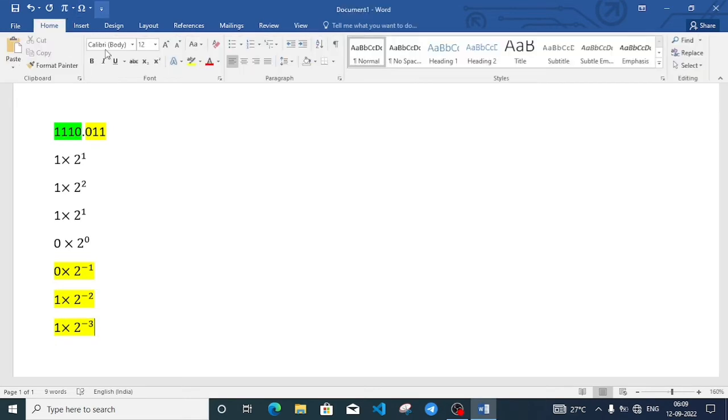Now we'll do the calculation. The last one should be power 3, not 1. Now 2 power 3 means what? When there is a power above a number, we multiply that number by itself that many times. 2 power 3 means 2 into 2 into 2, so it will be 8. That's why we write 1 into 8. The next number, 2 into 2, is 4, so 1 into 4. The next, 2 power 1, is 2 only, so 1 into 2. And power 0 means 1, because any number with power 0 is 1. So we write 0 into 1.